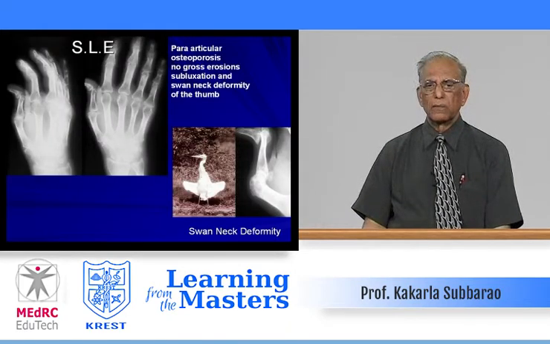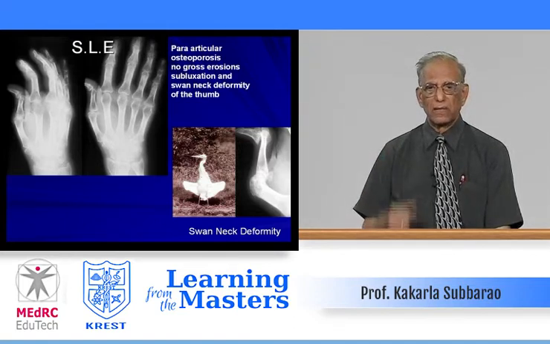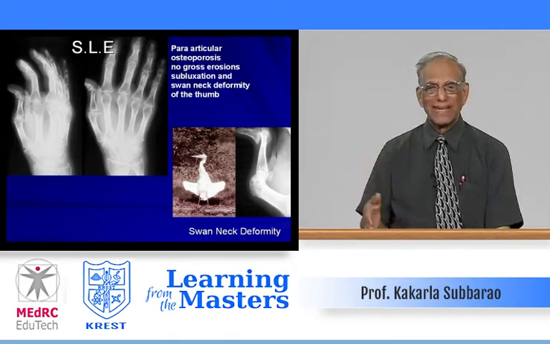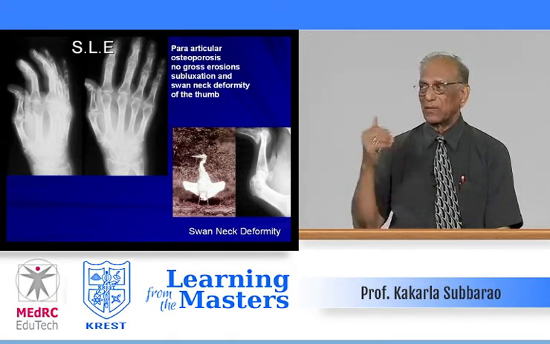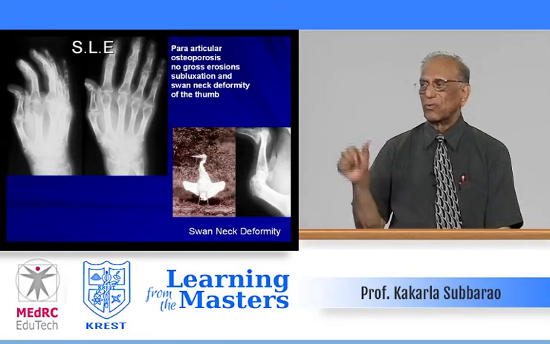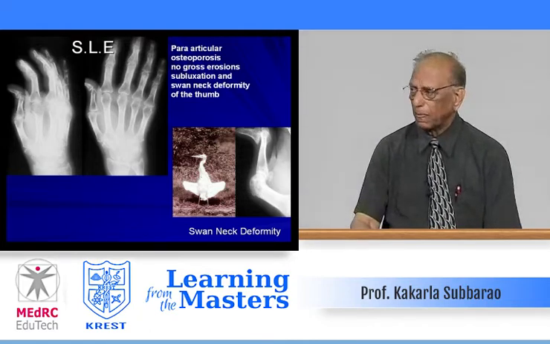Systemic lupus erythematosus. The erosions are not very common as against rheumatoid arthritis, but subluxations are common because of the laxity of the ligaments. Para-articular osteoporosis, no gross erosions or subluxation. Swan neck type of deformity due to relaxation of the ligaments.